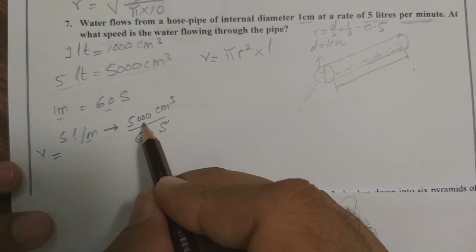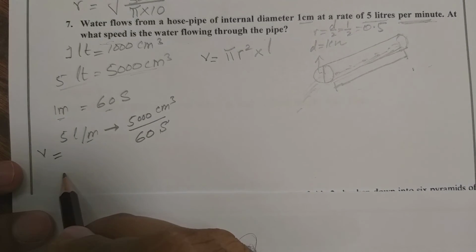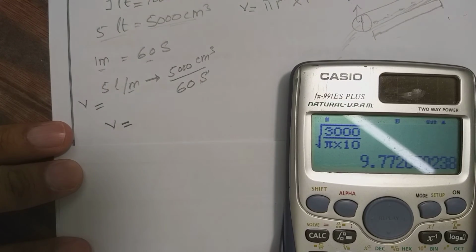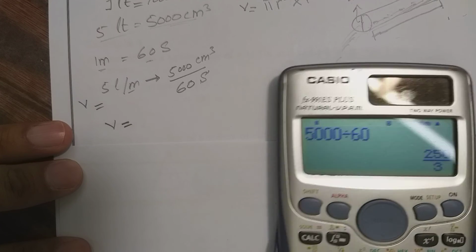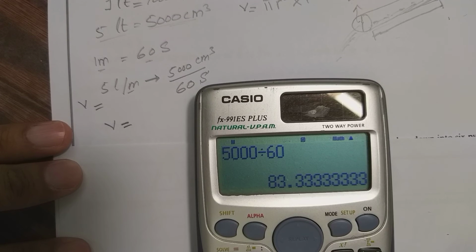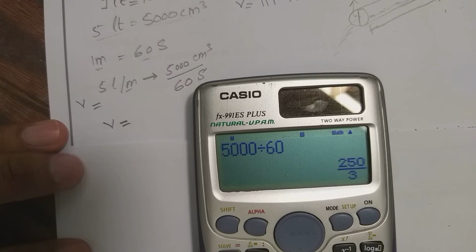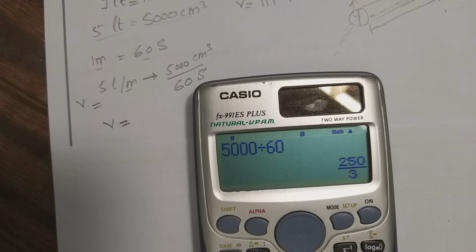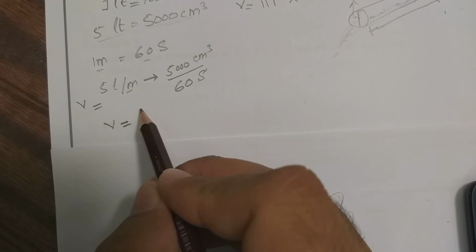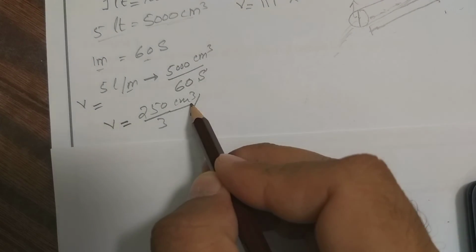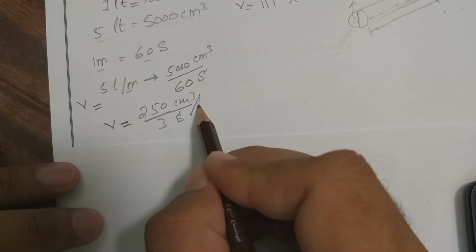So the volume equals 5000 divided by 60, which is 250 over 3. I'm not writing it in decimal because I will round at the end. If I round at the beginning, it may be possible that I get a small error at the end. So I'm taking it as the fraction, 250 over 3 cubic centimeters per second.